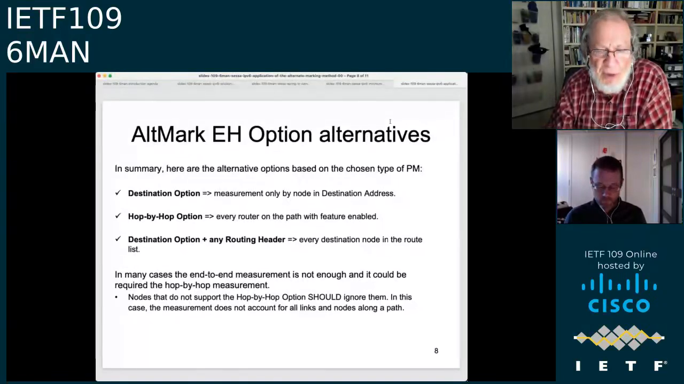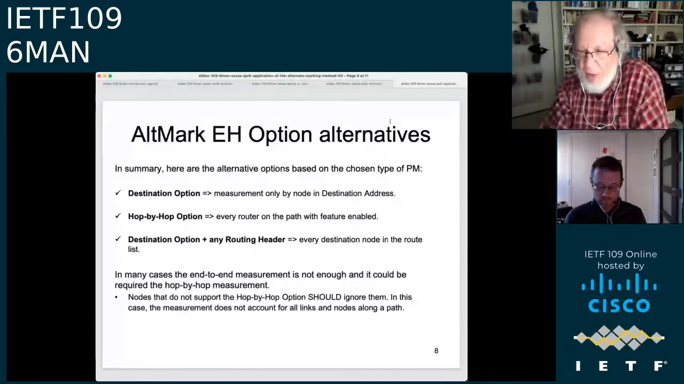Oh, and by the way, I started a poll for how many people have read the draft.